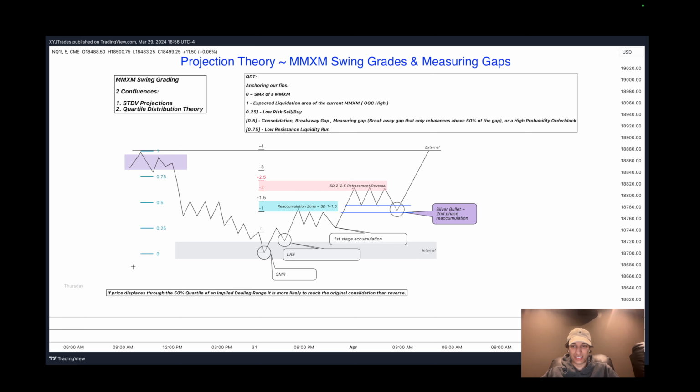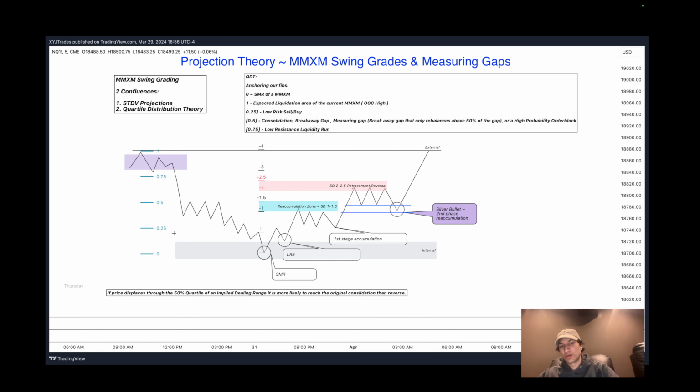As you can see on the left here, we have a market maker buy model with the 0 and the 1 aligning to both the smart money reversal and the assumed terminus or external range liquidity. In between, we have the 0.75, the equilibrium, and the 0.25 quartiles or swing grades, which we're going to be using for our analysis. And we're going to be looking at different internal dynamics of price in between each of these levels. Some people think of this as an implied dealing range. You can also just call it a swing grade. They mean the same thing.